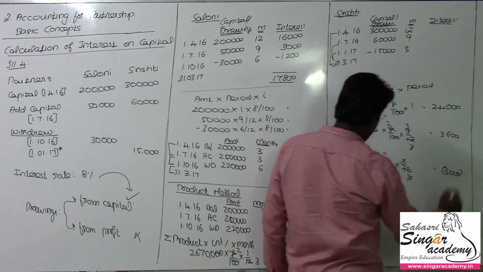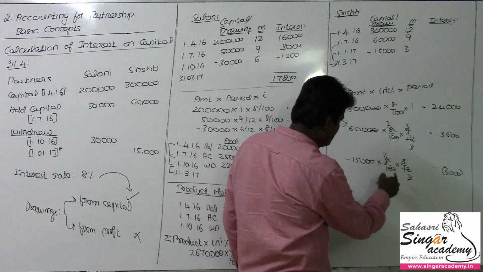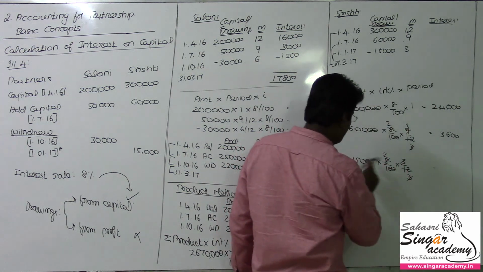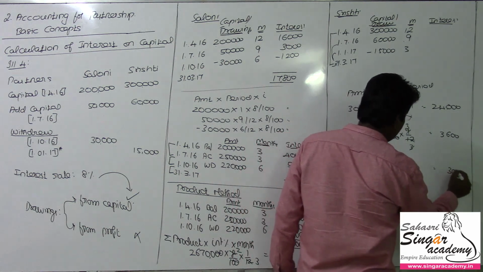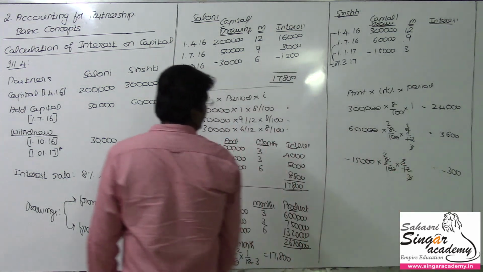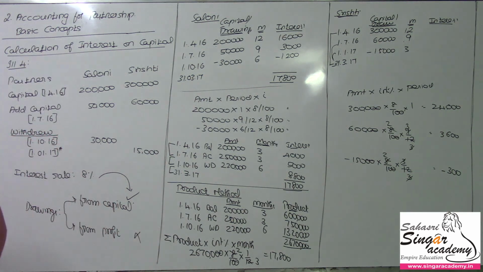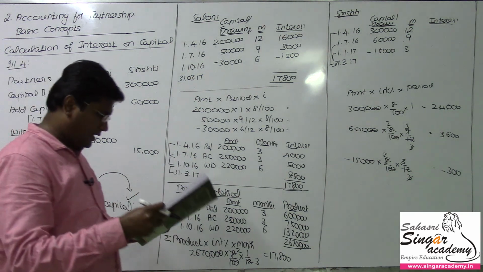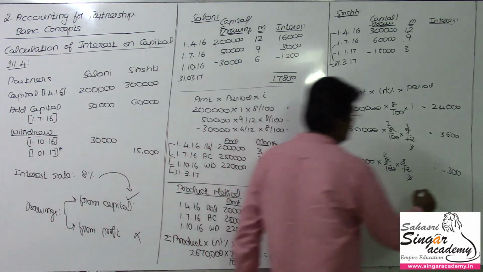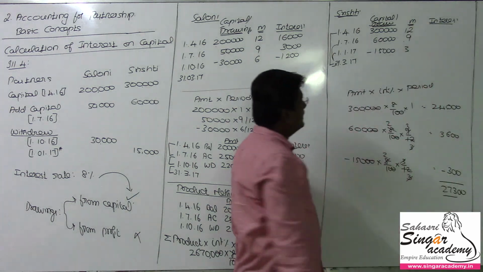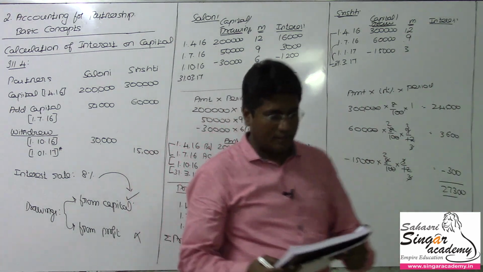3,000 negative. Okay, I have a doubt. It's not 3,000, it's 300 negative, I think. Okay, 300 negative. The final answer is 27,300 rupees. Let me verify. Yes, of course, 27,300. You can post it there also, no problem. This is how we can calculate interest on capital here.